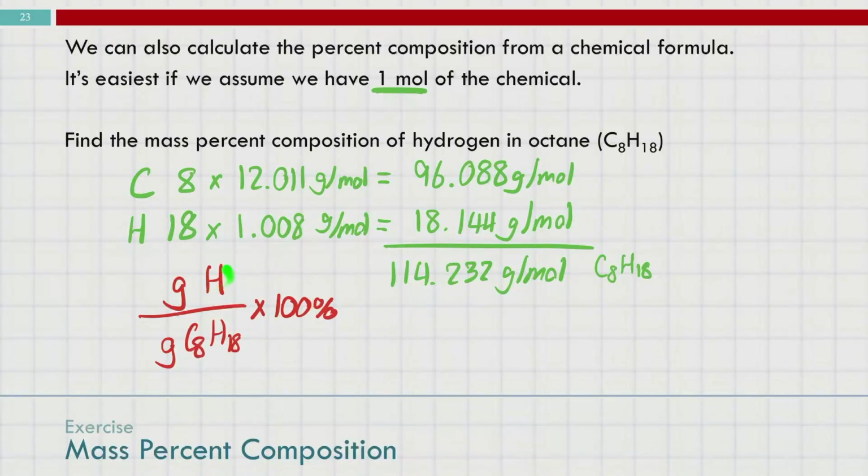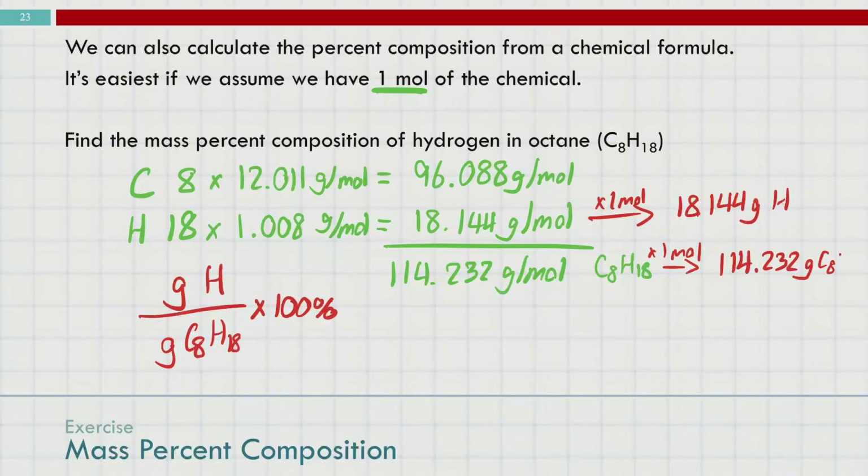And the two that we care about are for hydrogen and octane, C8H18. So multiply these both by 1 mole. And we have 18.144 grams of hydrogen and 114.232 grams of octane. So that's why 1 mole is the easiest. Again, you can use any amount that you want, but 1 mole means that you don't have to use your calculator quite as much.